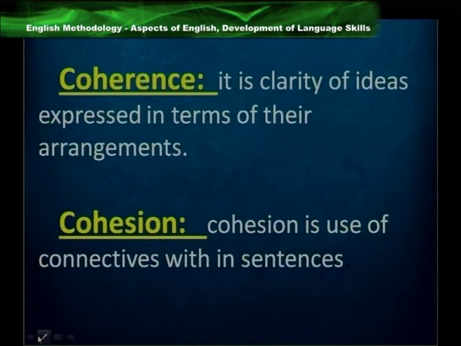Whereas cohesion is about the use of connectiveness within sentences. If you want to speak or write something, connectivity should be there. If there is no connectivity, we may not get the complete understanding or meaning, and the terminology may not be easily understood by others. So we need connectiveness; it is very important within the sentences. Exactly how you start and how you end, the clarity should be there, then only will others understand in a proper way. There is no gap.